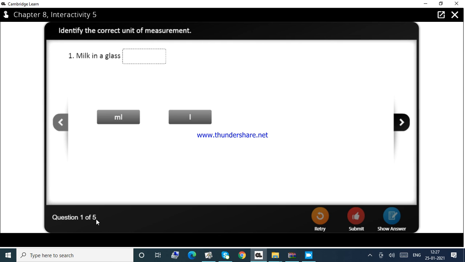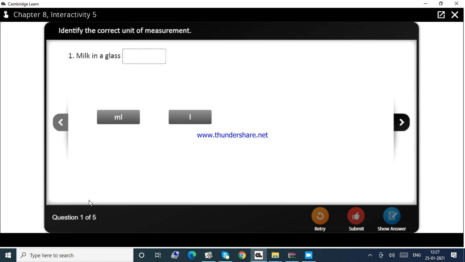Then my practice time 3, second one. Identify the correct unit of measurement. Unit of measurement means small quantity and large quantity. Small quantities are called milliliter, and larger quantities are called liters.